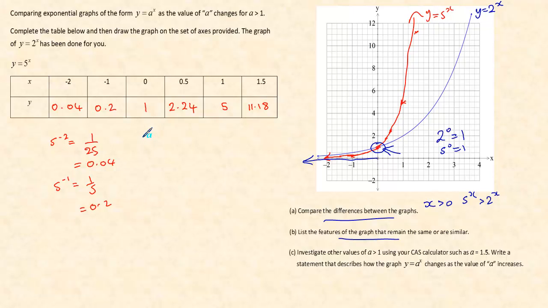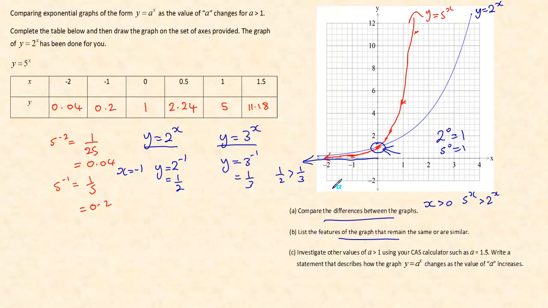Now the question is, would we expect that type of behavior? Well, let's just think about y equals 2 to the x and y equals 3 to the x. So if x is equal to -1, then here y is equal to 2 to the -1, which is a half. Here y would be equal to 3 to the -1, which is a third. And of course a half is greater than a third. So we would expect that the 2 to the x graph is above the 3 to the x graph to the left of the y-axis, which is exactly what we saw.